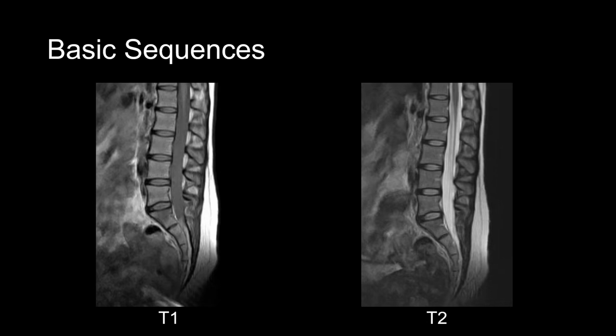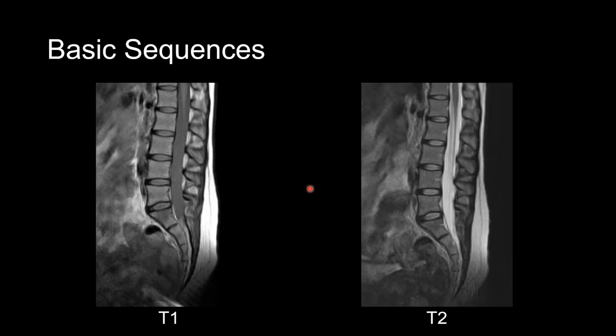So here we have an example of some basic sequences on MRI. On the left, we have T1 weighted imaging, and the reason you can tell that is because of the density, or the intensity, I should say, of various tissues. On the right, we have a T2 weighted sequence. So the weighting has to do with the characteristic relaxation times, it's called, of various tissues.